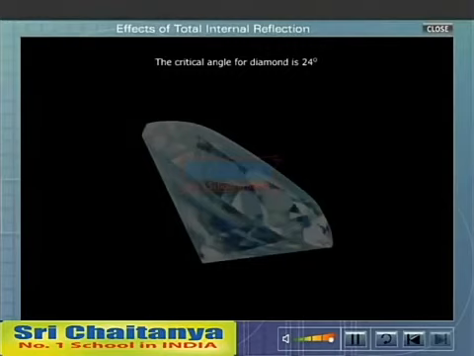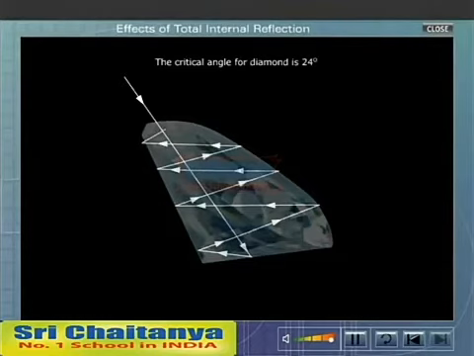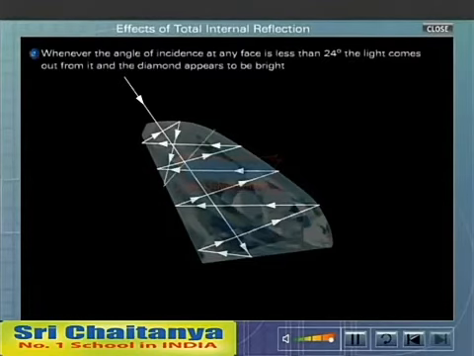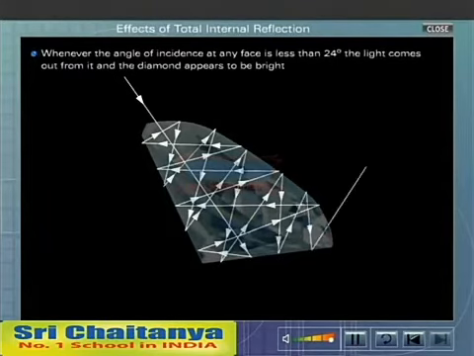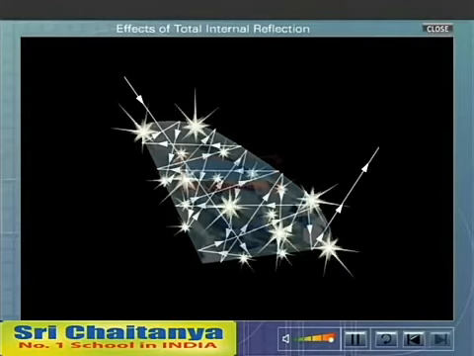Moreover, the diamonds are usually cut with their faces in such a way that once a ray of light enters it, it suffers total internal reflections at various faces before it has any chance to emerge. Whenever the angle of incidence at any face is less than 24 degrees, the light comes out from it and the diamond appears to be bright. Thus, a ray of light on entering a cut diamond literally gets trapped within it for some time and causes it to sparkle.